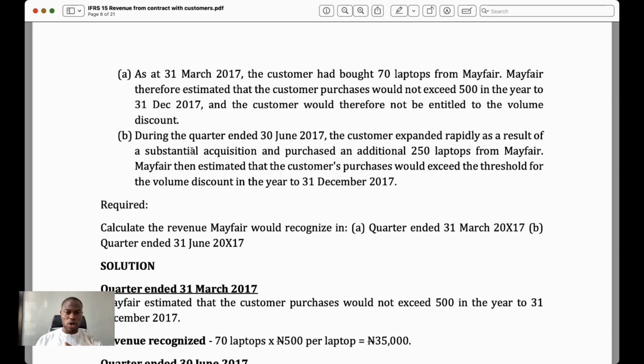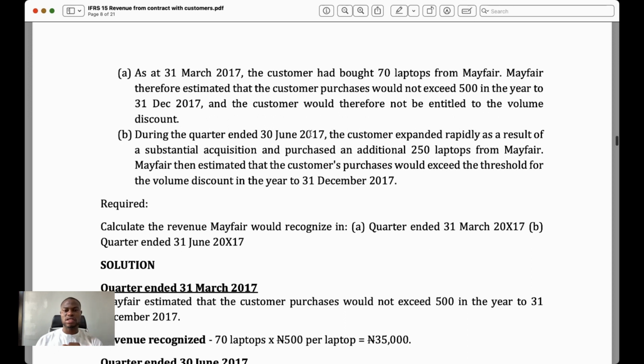Then, in the second quarter, that is the quarter ended 30th June 2017, the customer expanded rapidly as a result of a substantial acquisition and purchased an additional 250 laptops from Mayfair. Mayfair then estimated that the customer's purchases would exceed the threshold for the volume discount in the year to 31st December 2017. We're now required to calculate how much revenue Mayfair will recognize in the quarter ended 31st March 2017 and the quarter ended 30th June 2017.